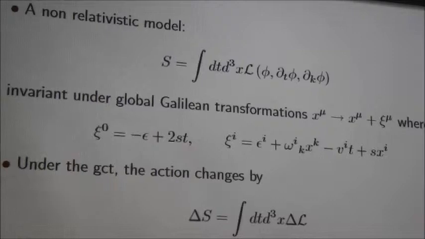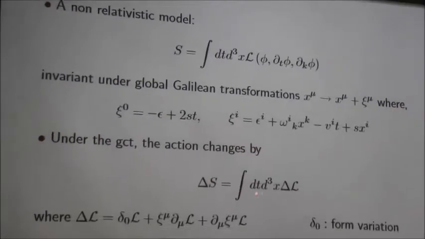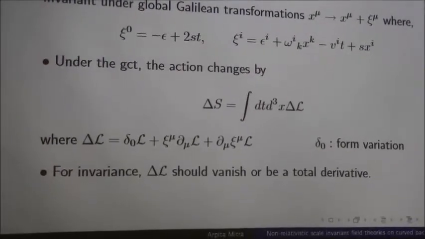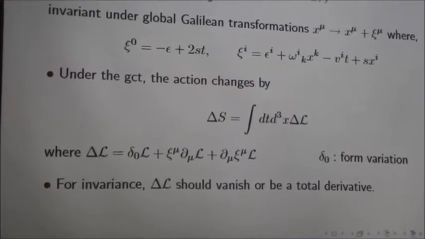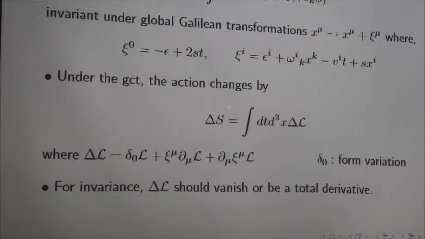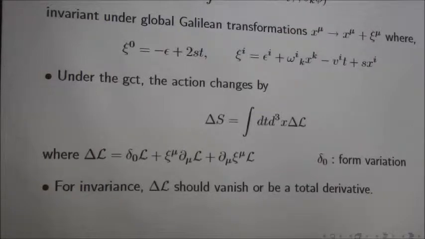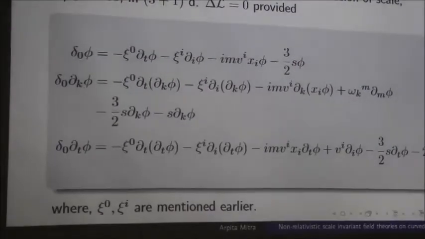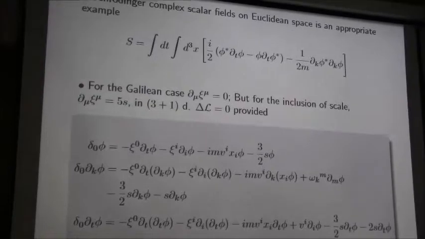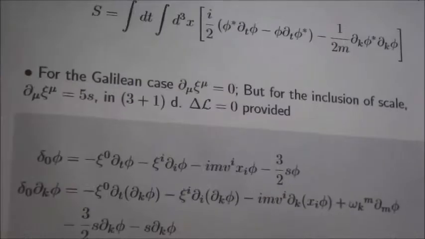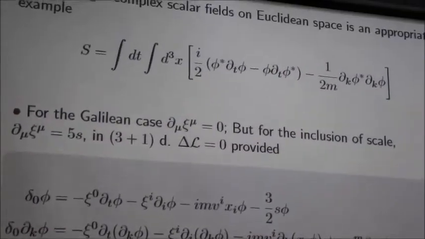Under the general coordinate transformation, the action changes by δS. If I want invariance, then δL has to vanish, or it has to be a total derivative, which can be expressed in this way, where δ_0 is the form variation. A complex scalar field on Euclidean space is an example of this kind of scale invariant theory.